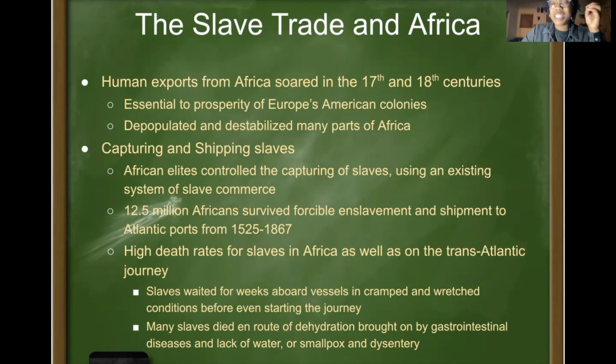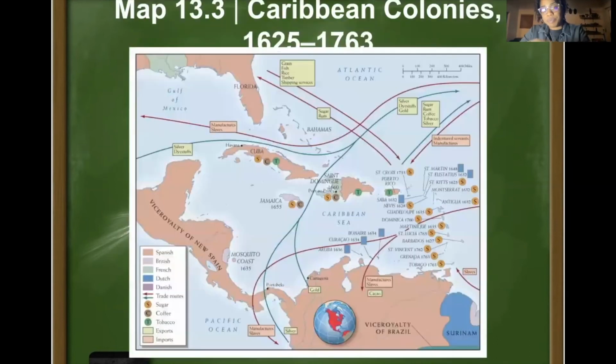Then they're going to wait for weeks on the vessels, very cramped. And so once again, lots of issues. All right, so our Caribbean colonies. What's happening, what's moving?